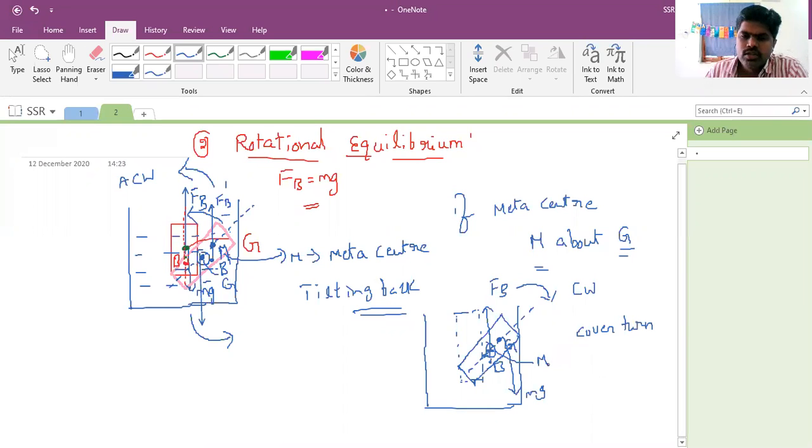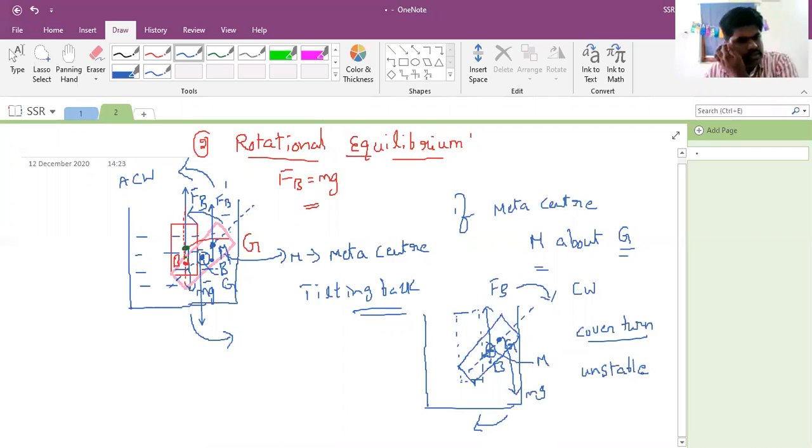That is called flipping also. So here see, FB will make the clockwise torque. Here you can see G will make this side clockwise torque. Then in that case, this is unstable equilibrium. This is the cover turn or capsize. And it won't come back to original position. The body won't come back to original position. This is unstable.